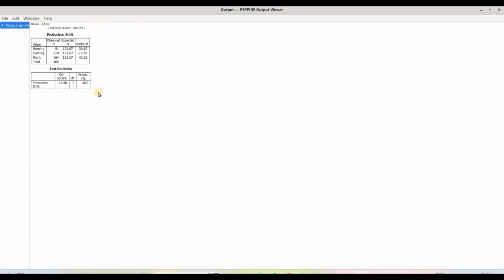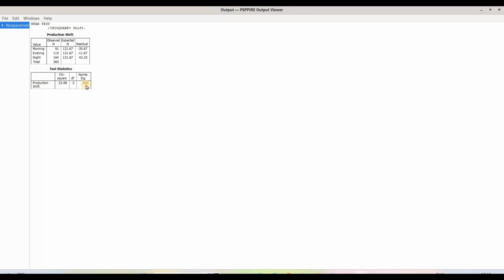So here we have our output in the Output Viewer. It shows us the observed frequency: 91 defects were on the morning shift, 110 were on the evening, and 164 on the night. And here we have the expected distribution if the null hypothesis was indeed true. When you look at the residual, you can see the differences between what's observed and what's expected. We can see that some differences here are large.